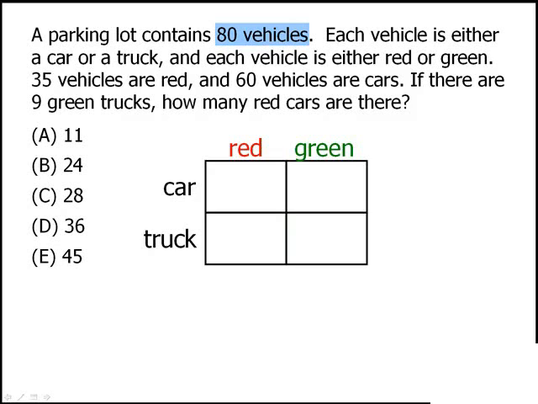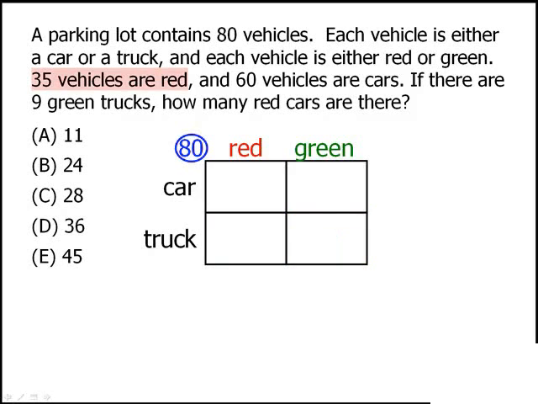So we'll place that information here to remind us of this. Our ultimate goal will be to place each of our 80 vehicles in one of the four boxes, depending on each vehicle's characteristics. So in this box, we'll place red cars. In this box, we'll place green cars. In this box, we'll place red trucks. And in this box, we'll place green trucks.